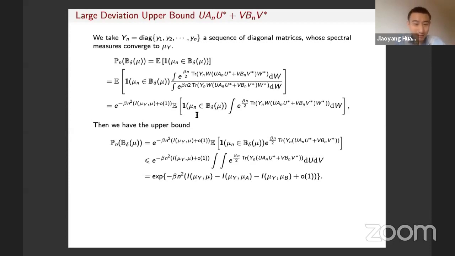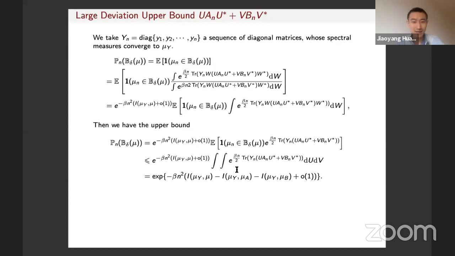Oh, also, I want to emphasize here the expectation is with respect to U and V, integrated over the unitary or orthogonal group. So we can first integrate out U and V and then W. When we integrate out U and V, because they are unitary or orthogonal invariant, we can absorb this W into U and V. So simply we can ignore this W. So we have this expectation with only this integrand.